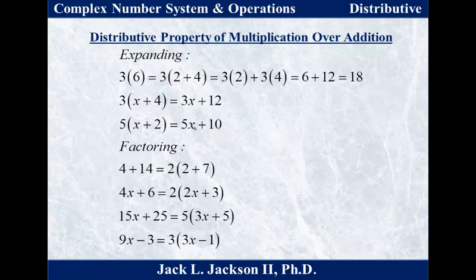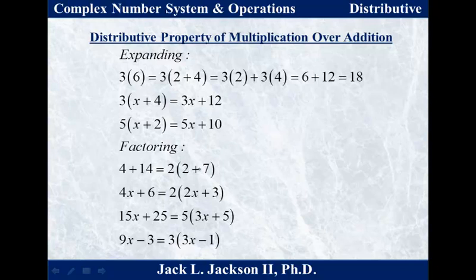But the distributive property is based on an equals, and equals work in both directions. So we can go the other direction. We can take something like 4 plus 14. They have a common factor of 2. So if we wanted to, we could factor out a 2, and what's left is 2 plus 7. Well, let's think about it. If we were to expand this on the right, we'd go 2 times 2 is 4, 2 times 7 is 14. So how did I get the 2 and 7?